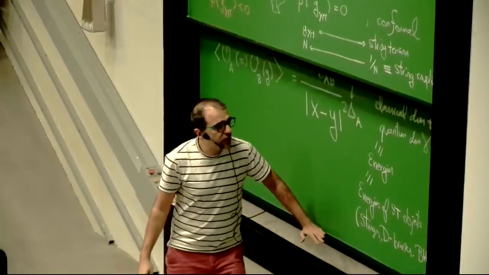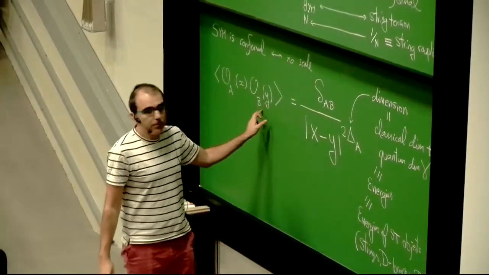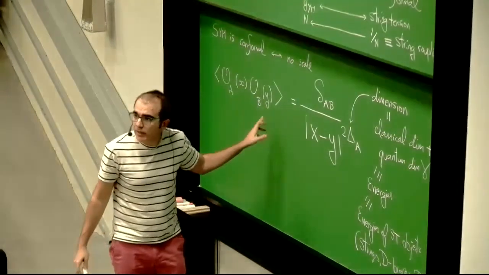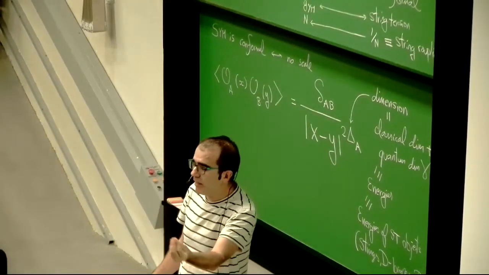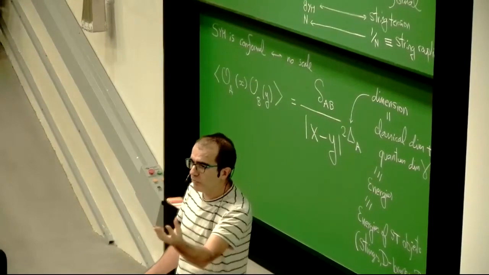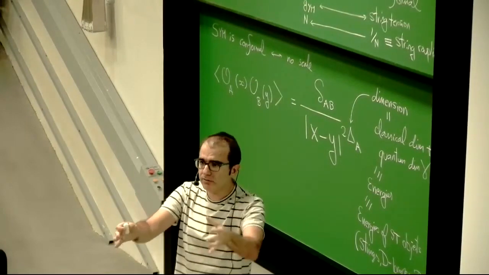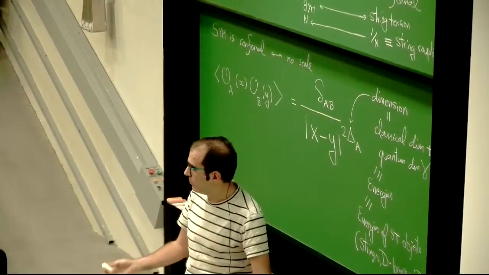And each of them would correspond to a different operator. Each operator is a state in your theory. So some operators could describe one string, some could describe three strings, some could describe a black hole, some could describe a D-brane. It depends on what operator you consider.